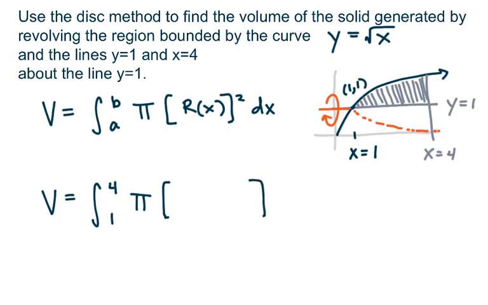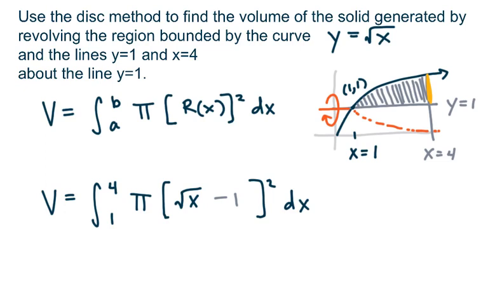And we have this radius squared. And we need to think about how to refer to the radius. Remember, because we're going about a horizontal line, we want everything in terms of x. So what is my top radius and what is my bottom radius? If we were to set this up, we would end up with the square root of x minus 1. That is the radius. That's this vertical distance here. It goes from 1 to the square root of x. That difference creates this radius.